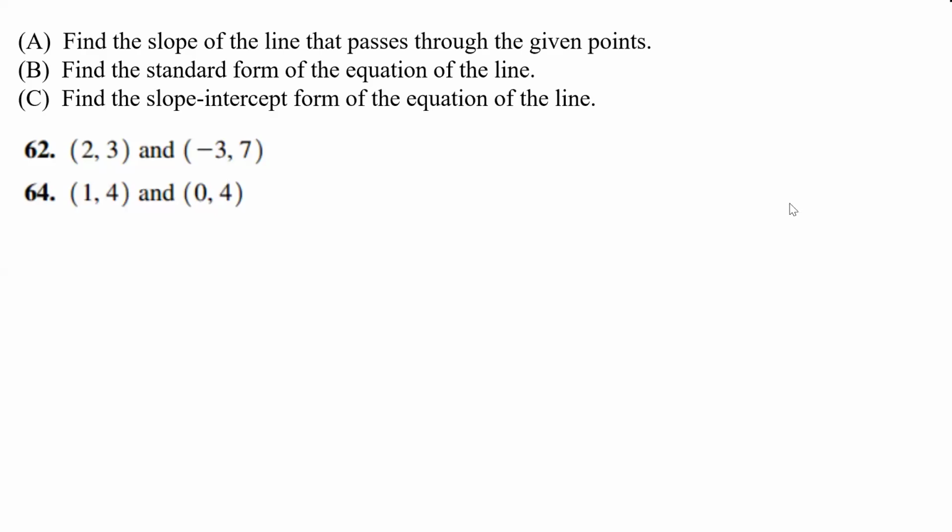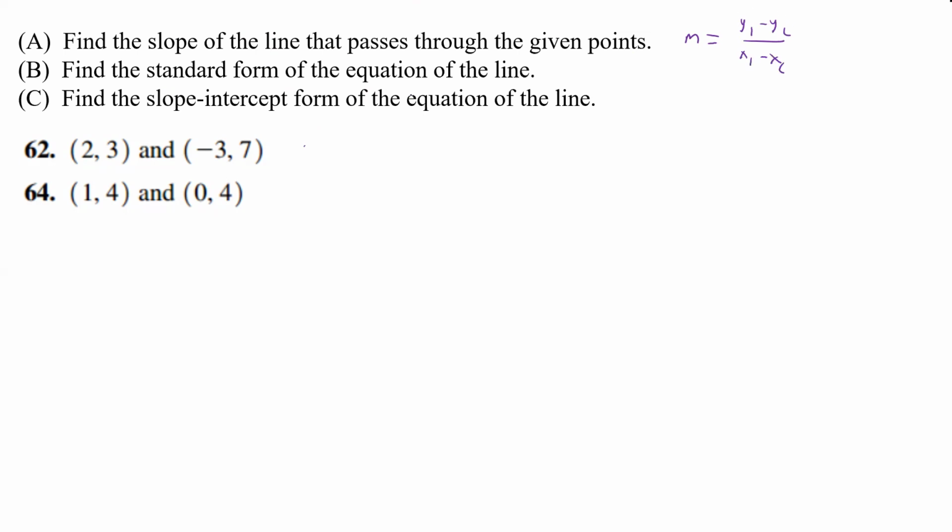All right, so here we're supposed to find the slope of the line that passes through the two given points, find the standard form of the equation of the line, and then find the slope-intercept form of the equation of the line. First things first, we have to find the slope to be able to do any of this. And slope is just going to be, remember, the change in y, so y1 minus y2 over x1 minus x2, or you could do y2 minus y1.